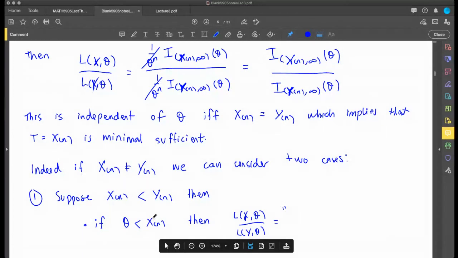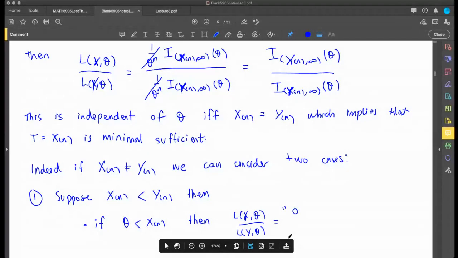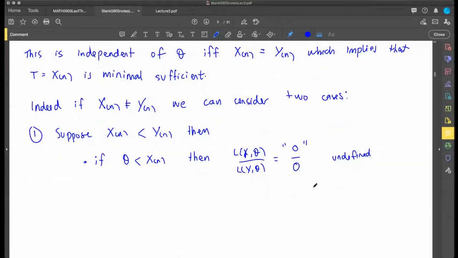Well, theta is less than the maximum. So this only takes the value 1 when theta is bigger than the maximum of my n observations. But here we're assuming it's smaller, and so it takes the value 0. Similarly, we want theta to be bigger than the maximum of my y observations, but theta is less than the maximum of my x, which is less than the maximum of y, so that is also 0. And so we have 0 over 0, and that's not defined. You can't take 0 and divide by 0. So when theta is less than the maximum of my x observations, this ratio is actually undefined.